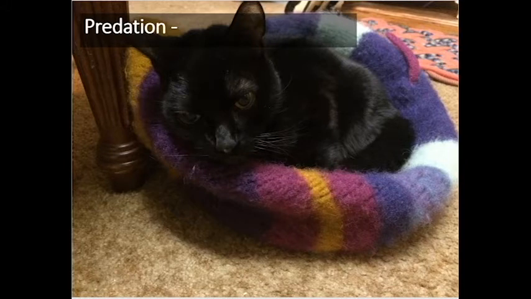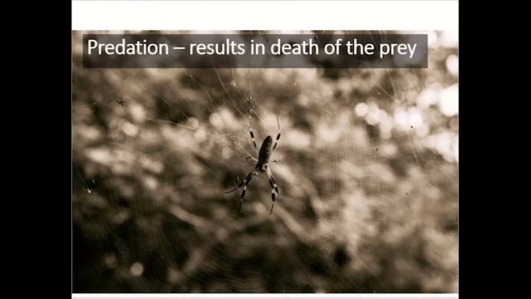Predation. Yes, this is a picture of my cat, and he killed a number of mice, confirmed kills. Anyway, predation. You kind of know what it is. You've got a predator, and it's going to eat another individual. It's going to kill it. Here's a better example of predation for our purposes. This is a spider, a very efficient predator. This is a tropical spider. This one was photographed in Costa Rica. Big, relatively big invertebrate. Predation, like I mentioned, results in something dying.